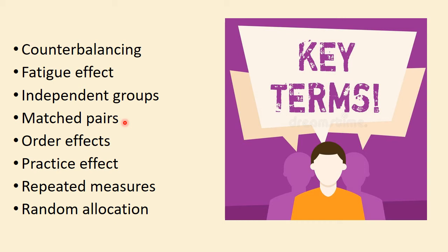Different, same, similar. Other key terms that you need to know: counterbalancing, which is used to try and make repeated measures better. Random allocation, which is used to try and make independent groups and matched pairs better. You need to know order effects, such as the practice effect and the fatigue effect. Okay, they're the key terms.